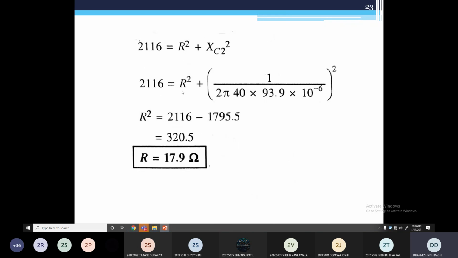So here I use the equation number 2, which is 2116 is equal to R square plus XC2 square. So put the value of XC2, 1 upon 2 pi 14 into C. C we already calculated, 93.9 microfarad. Then finally you get the value of R square, 320.5. So value of R is 17.90. Clear all of you? If you understand how I get this? Same way you can also use the equation number 1.